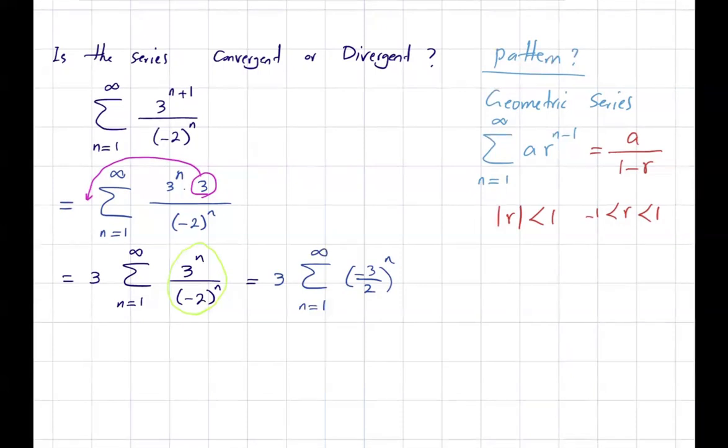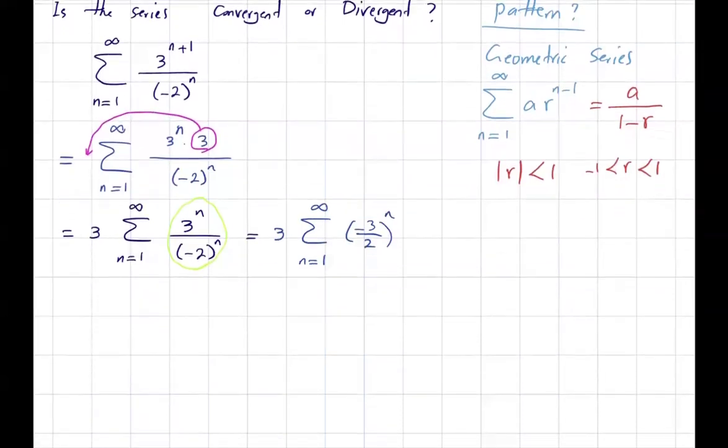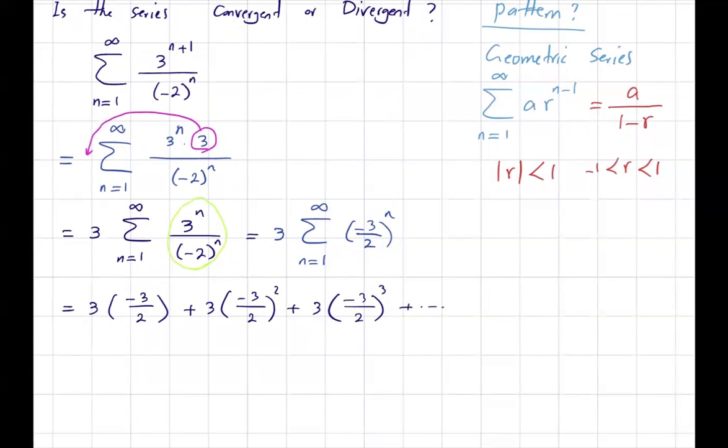You can also rewrite some of the terms to feel more comfortable about the behavior of this series. So it equals 3 times -3 divided by 2, plus 3 times (-3 divided by 2) squared, plus 3 times (-3 divided by 2) to power 3, plus the rest of the terms. So indeed, you have to factor out 3 to recognize the pattern for your series here.